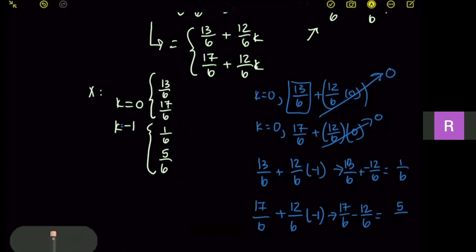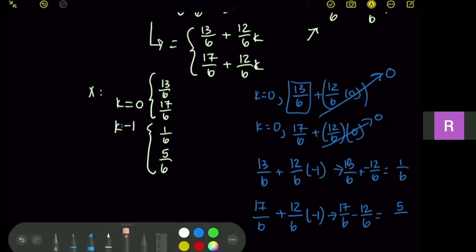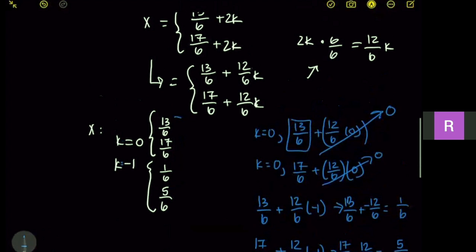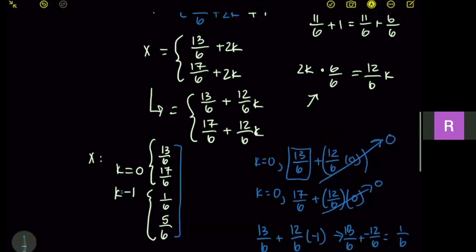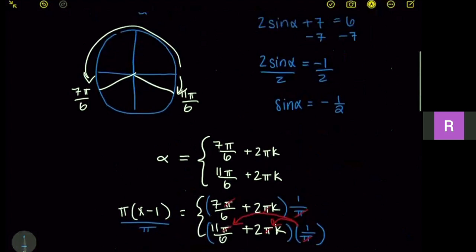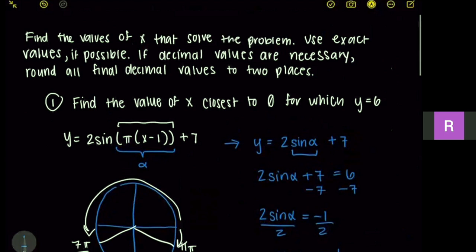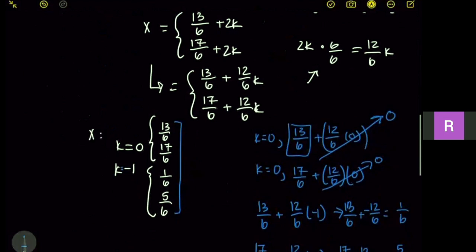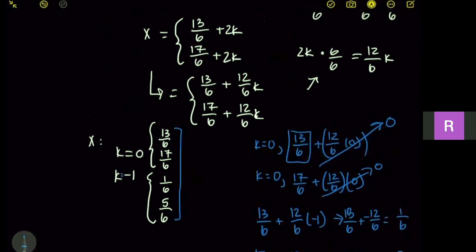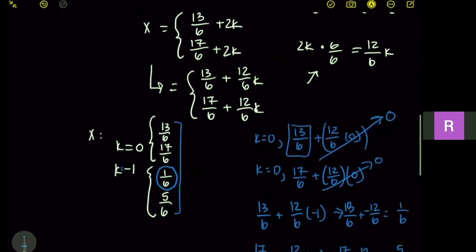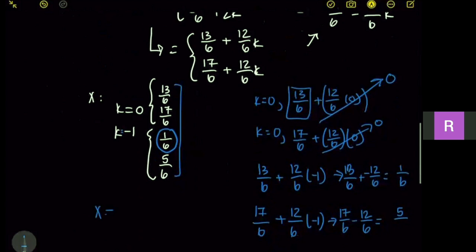So now we're going to look at these values that we have for x, because that's what we've been looking for. And we're going to see which of these values is closest to 0, because that's what the question is asking for, right? We have up here, find the value of x closest to 0 for which y equals 6. So we're now going to have that 1/6 is the closest to 0 out of all of these numbers. So our x is going to be equal to 1/6, and this is going to be our answer.